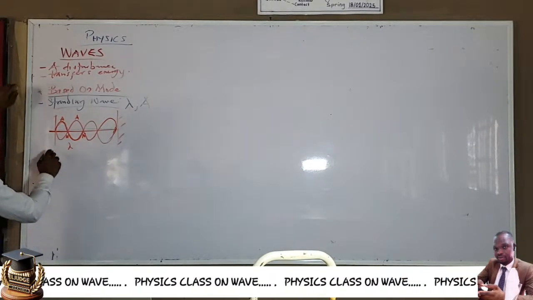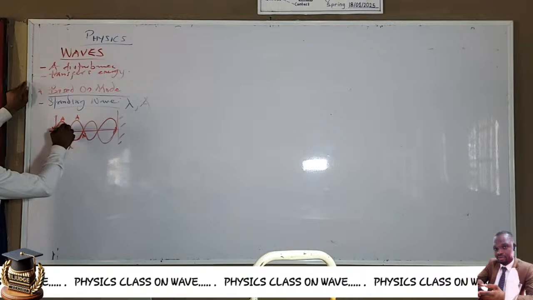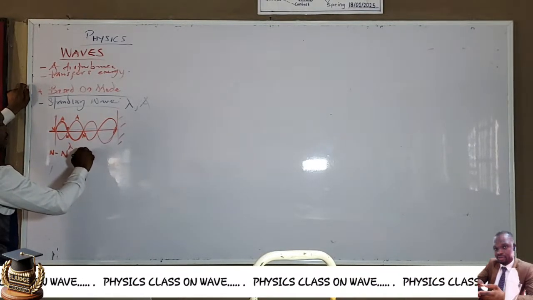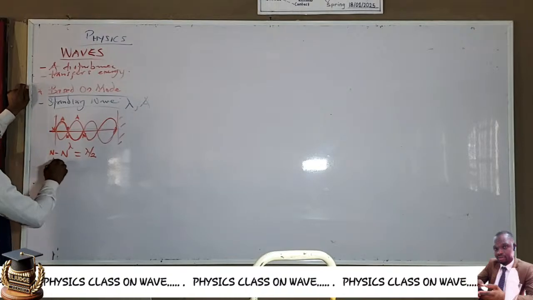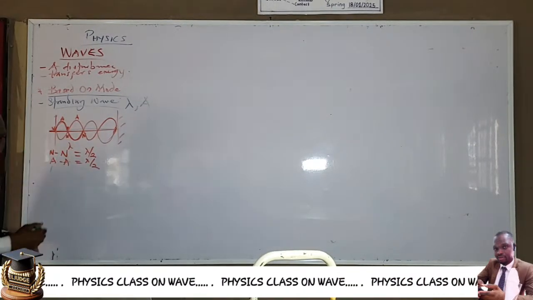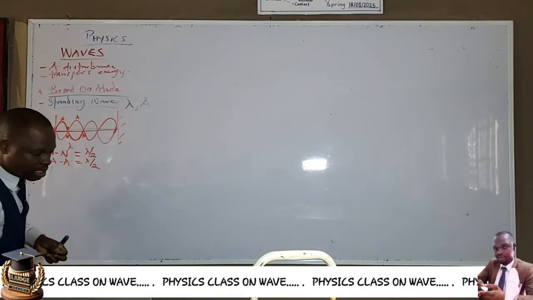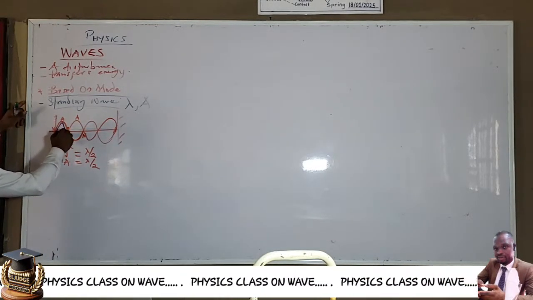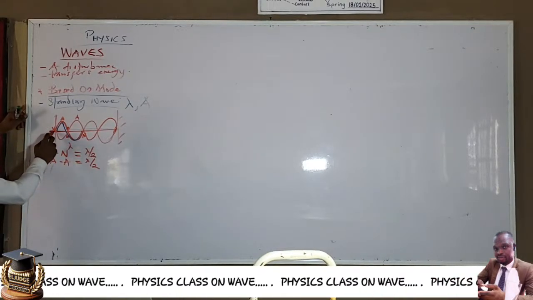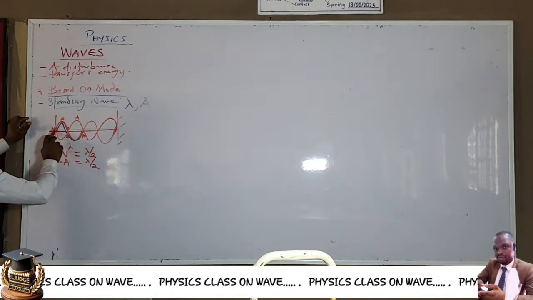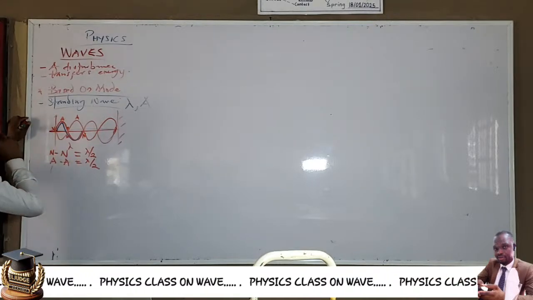So that means the distance from node to node equals lambda over 2. Antinode to antinode equals lambda over 2. You can see, let me use another marker to explain that. This distance here is a wavelength, and that's a whole cycle, 180, that's 360.